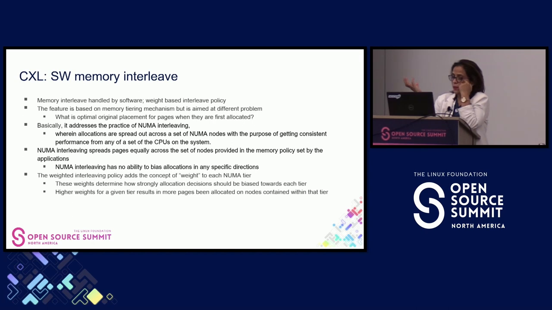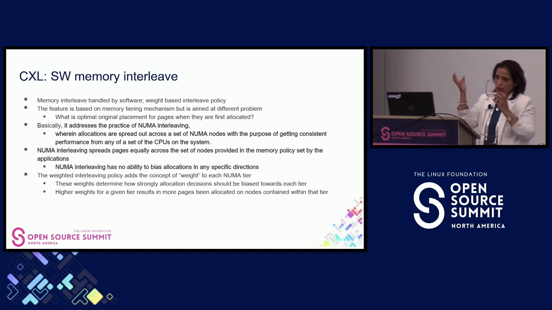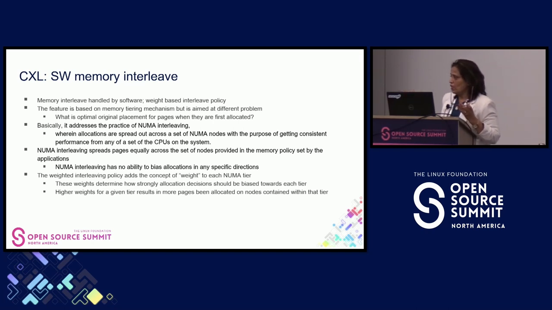It addresses the practice of NUMA interleaving, where allocations are spread across a set of NUMA nodes with the purpose of getting consistent performance from any set of CPUs on the system. NUMA interleaving spreads pages equally across the nodes, as provided by the memory policies set by the application. So NUMA interleaving itself does not have the ability to decide in what specific order the allocation should happen, or how many pages should be allocated from a particular NUMA node. It uses a uniform policy.